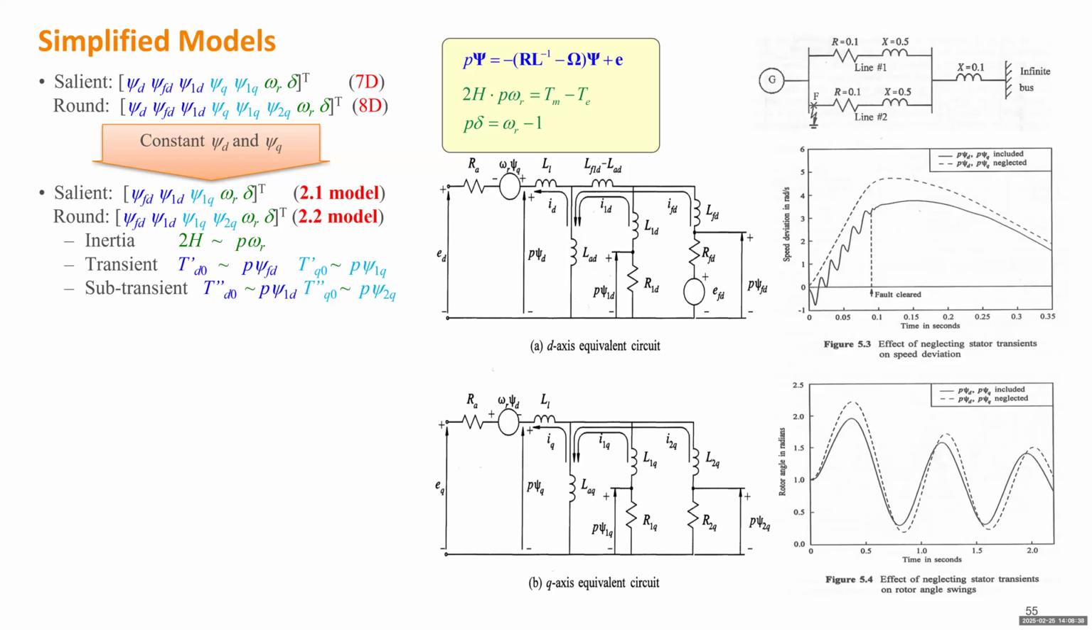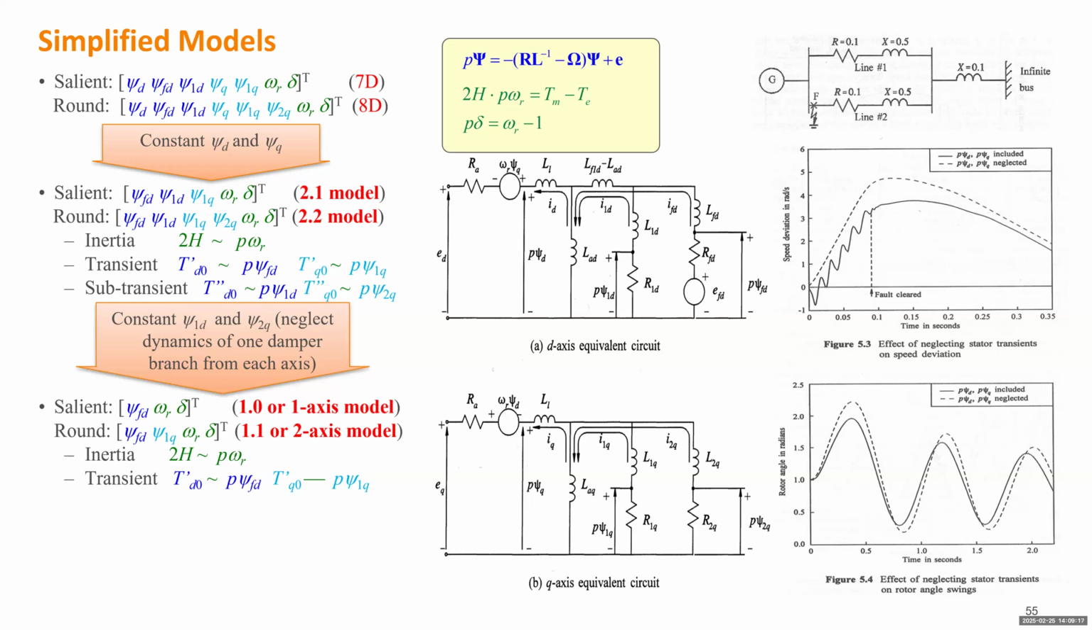There's also a model they call the 2.2 model. When those two numbers are equal, you know that's a round rotor generator. So the 2.1 and 2.2 models are the most accurate models you can see in any stability study. Nobody uses a model like 7D or 8D. If you want a generator to be very accurate, 2.1 and 2.2 are the most accurate models you can deal with, even in the power industry. In such models, there are time constants like inertia, transient, and subtransient.